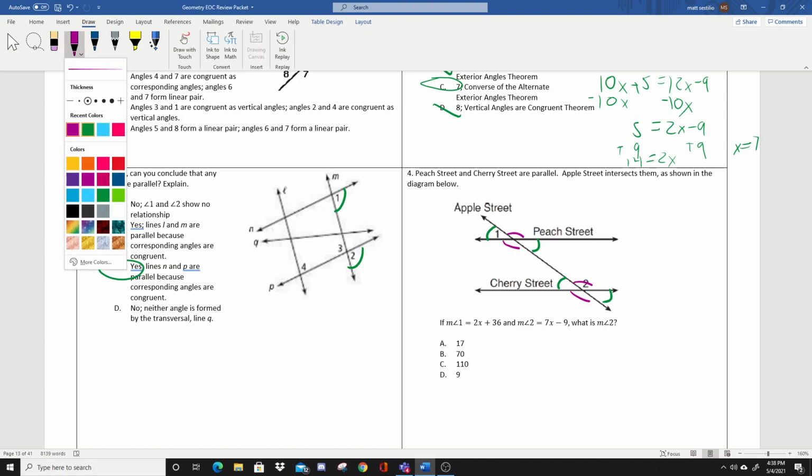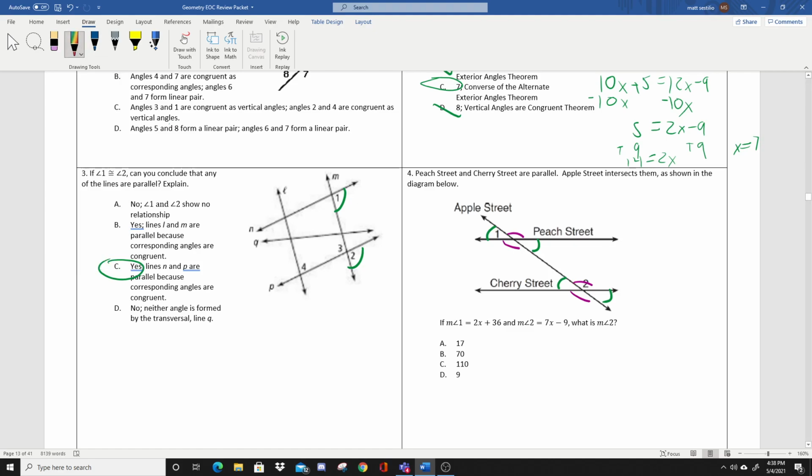But if you look here, these are linear pairs like we were talking about in the last one. Boom, 180. Boom, 180. If all the greens are the same, then angle 1 is really this angle right here, which could also be considered angle 1. And so angle 1 and angle 2 are supplementary, or a linear pair. They add to 180. So you'll do 2x plus 36 plus 7x minus 9 equals 180.